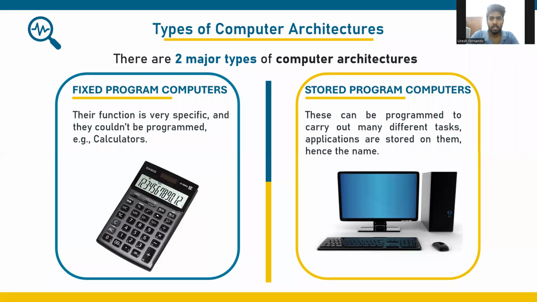So there are two major types of computer architectures. The first one is the fixed program computers, and the second one is the stored program computers. Fixed program computers, their function is very specific and they couldn't be programmed. Example, calculators. Stored program computers, these can be programmed to carry out many different tasks. Applications are stored on them, hence the name. And some examples for stored program computers are PCs and mobile phones.